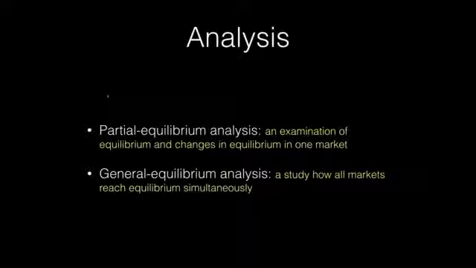In particular, if equilibrium changes in market A, it's going to impact the equilibrium in market B, and as market B moves towards equilibrium, that might impact market A again. And this kind of iterative process will continue until both markets reach complete equilibrium.